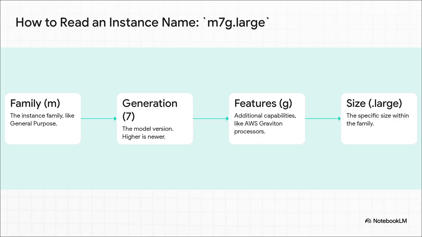Let's break down M7G.large. The first letter, M, that's the instance family, our general purpose sedan. The 7 is the generation. Think of it like the model year. Higher is always newer and usually better. The G tells you about a special feature, in this case that it uses AWS's own Graviton processor. And finally, .large is just the size, or the trim level. It's a simple pattern: family, generation, features, and size.